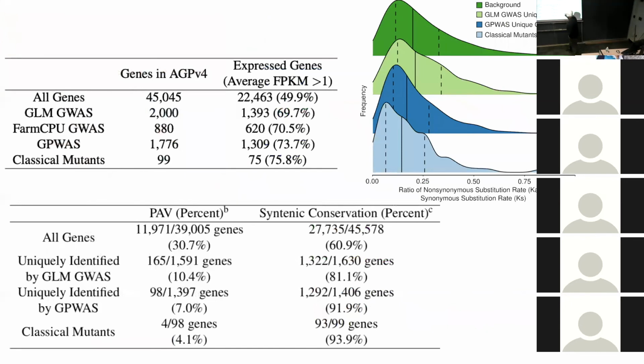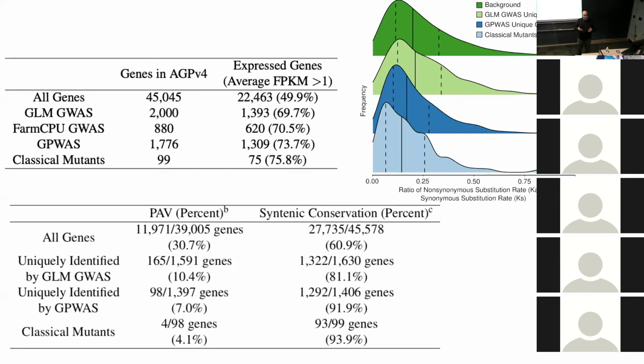So we're going to compare. Here we have all the genes, our conventional GWAS, GPWAS genes, and another control, which are a set of these classical mutants, which again are those genes that somebody walked through a field and said, that phenotype is so interesting, I need to clone it. So you can see that if we just look at it having an average expression level higher than a single FPKM, all of these sets are much more likely to be expressed at levels above background than the overall set of gene models in the genome.